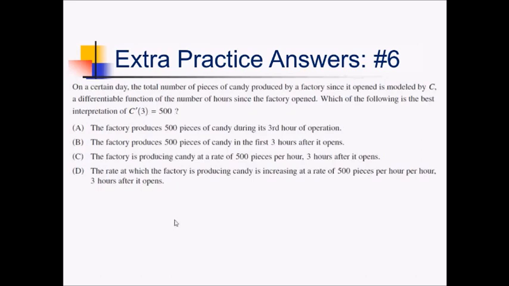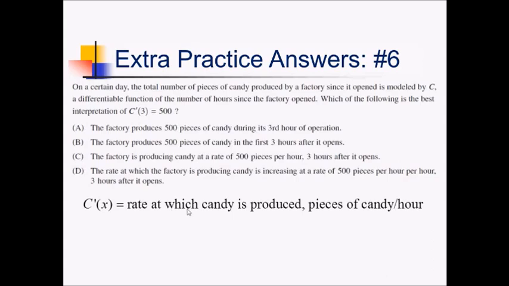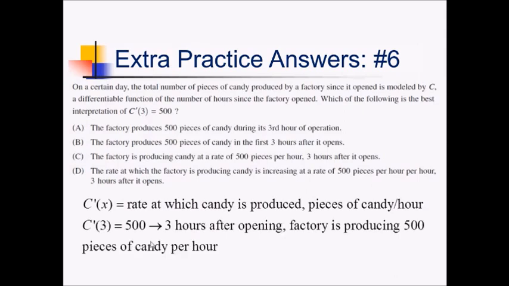So C prime itself, that is the rate at which candy is produced, pieces of candy per hour. That's the rate at which the amount of candy is changing. So that means C prime of 3 equals 500 means that at 3 hours after opening, we are producing candy at a rate of 500 pieces of candy per hour. Let's see which answer choice most closely matches that.